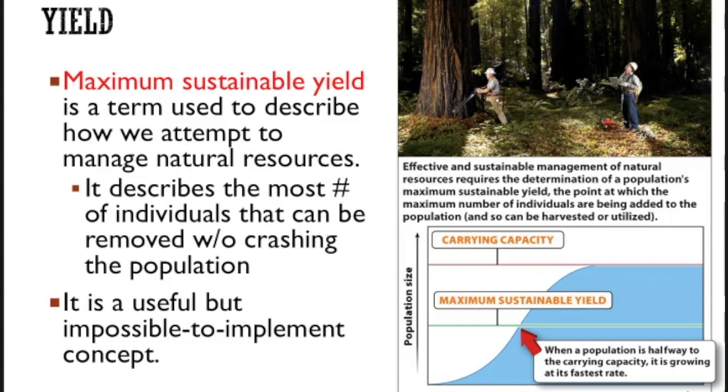That's the concept. It's a basic concept. It's a simple math process. You just have to know what carrying capacity is, which is K. Remember, K is carrying capacity. And then you just take K and you divide it by 2. And if you divide it by 2, you're going to get maximum sustainable yield. So K over 2 is maximum sustainable yield.